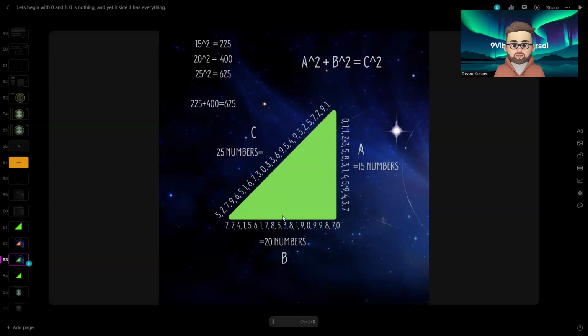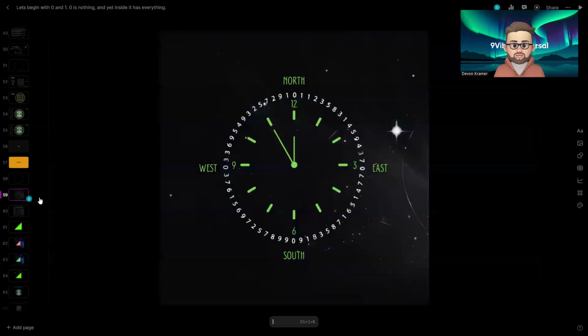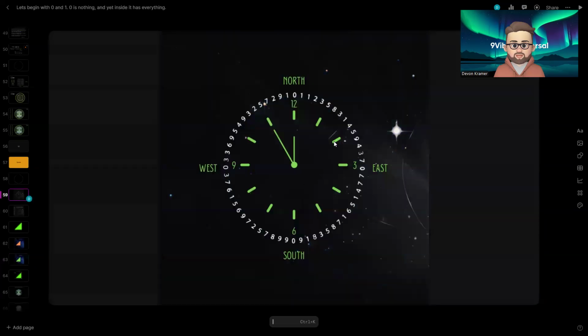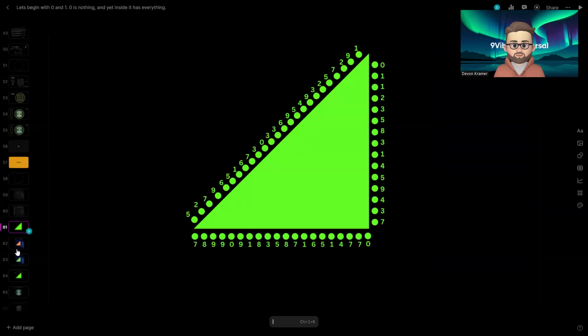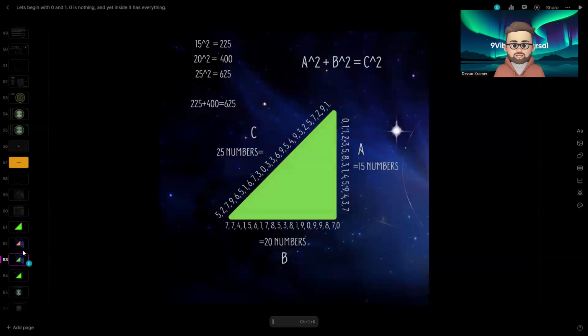But the most amazing thing is Fibonacci should have absolutely nothing to do with this shape. It should have nothing to do with the 3, 4, 5 triangle. It should have nothing to do with a squared plus b squared equals c squared. It should have nothing to do with time. And it should have nothing to do with the compass. And yet here it is, fitting perfectly into all these locations.